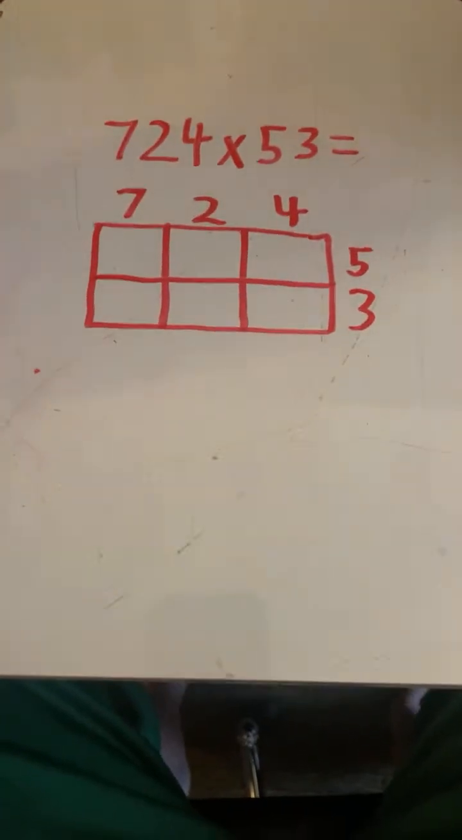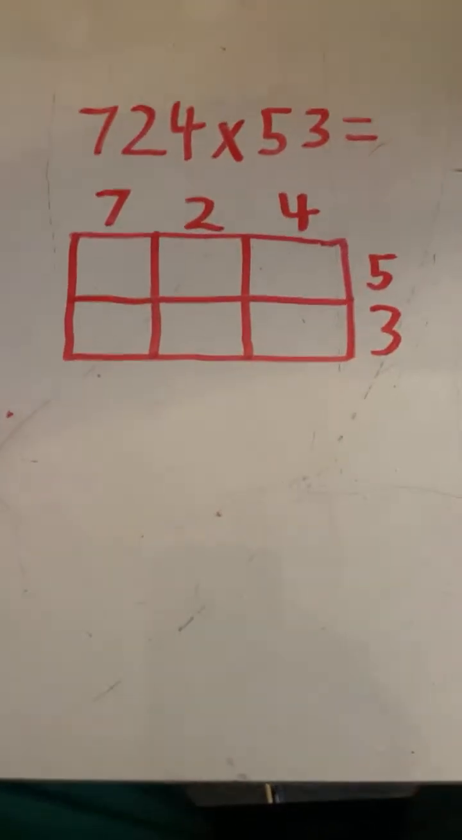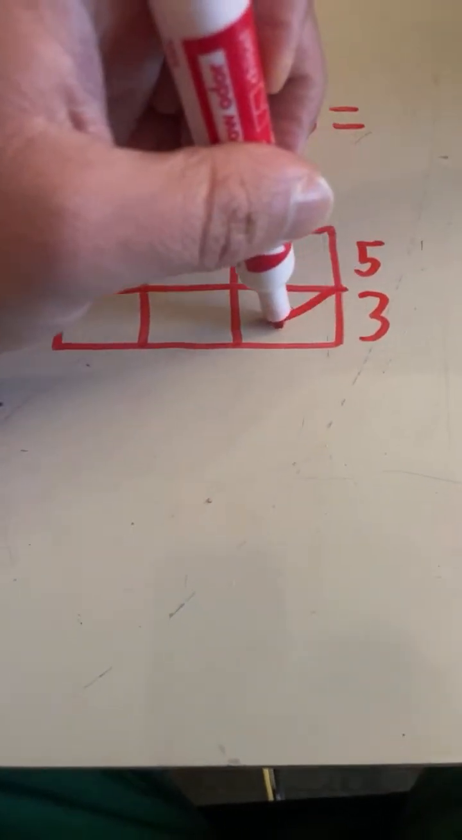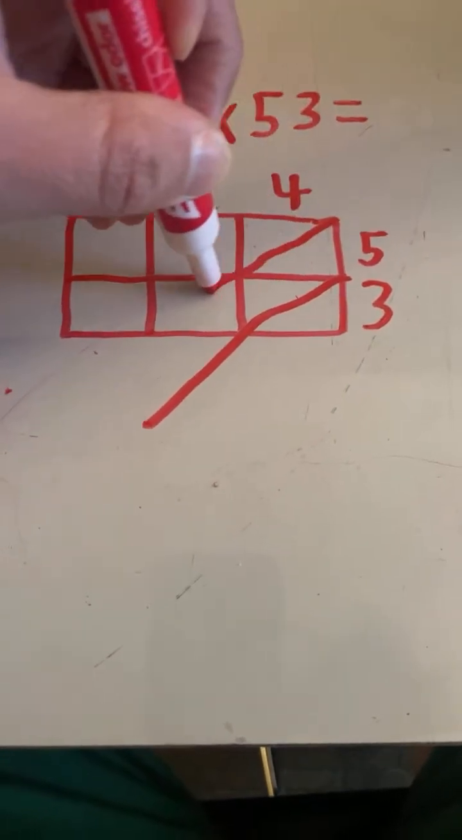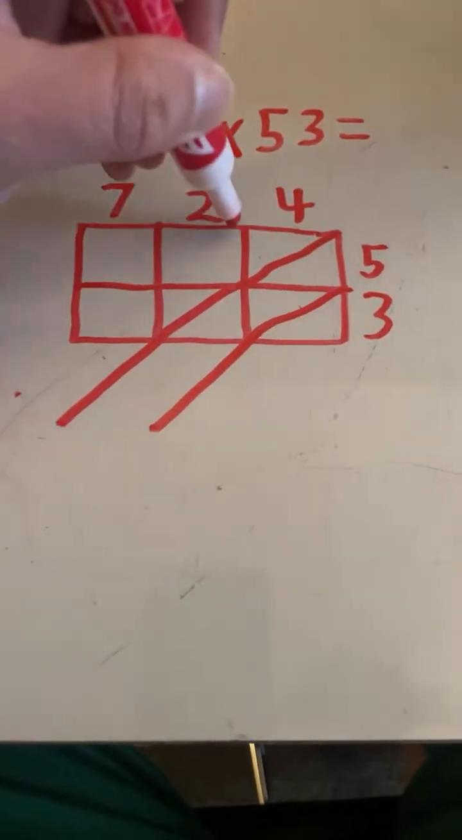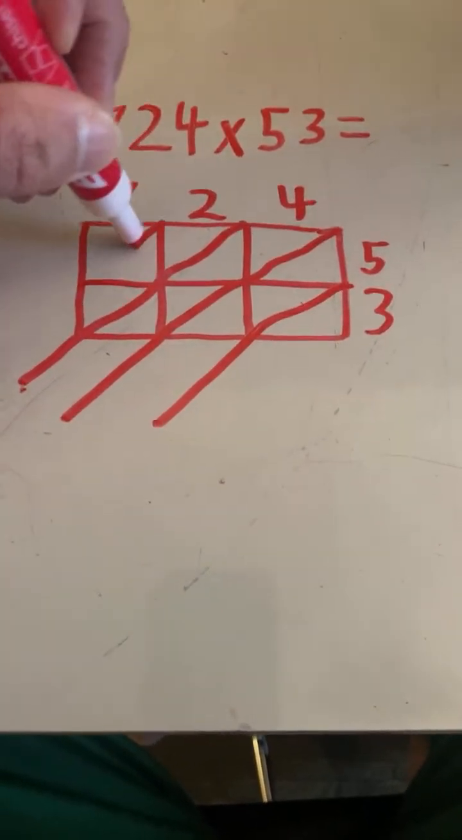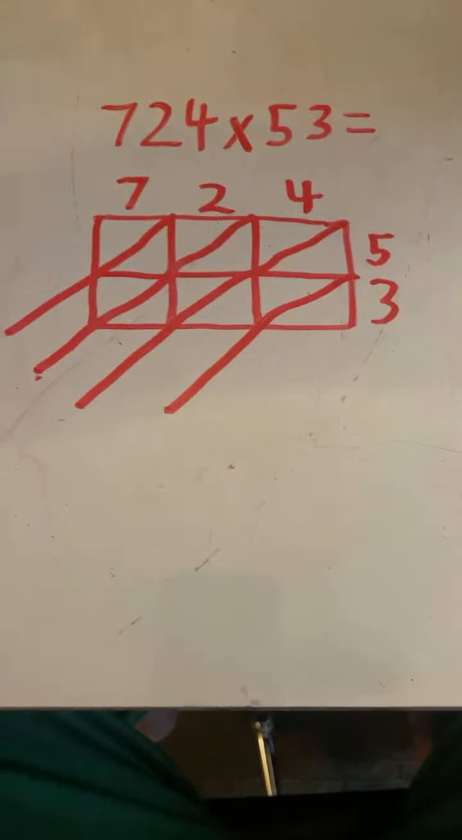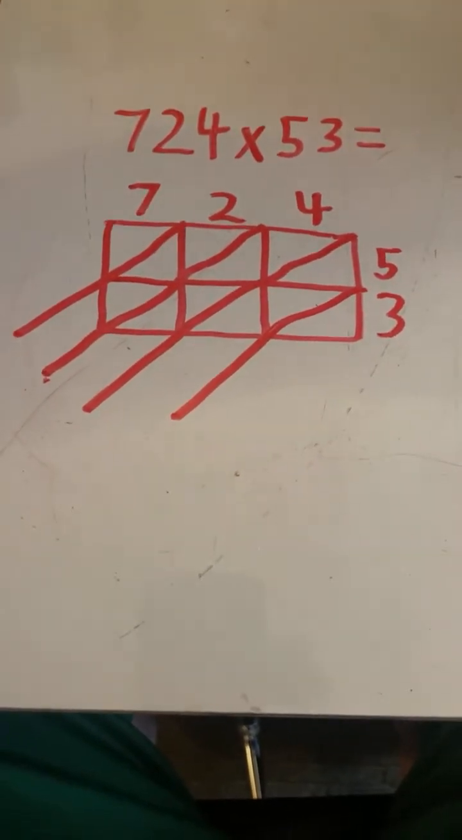All right, now I'm going to draw a triangle in between each of the boxes. So that's 2 triangles there. Drawing a triangle across all the boxes, all of them. All right, and now we are ready to multiply.